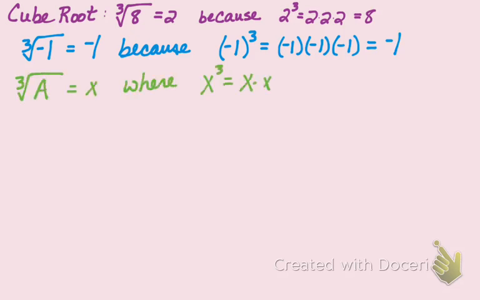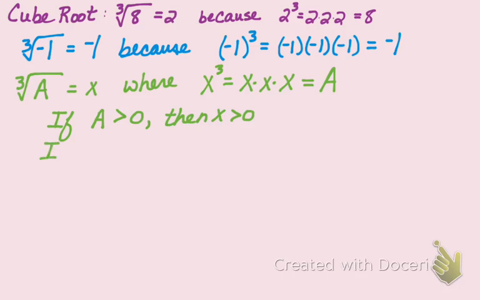So the formal definition, the cube root of a equals the number x, or equals the expression x, where x times x times x, multiplying by itself 3 times, gives us a. One thing to note is that if a is positive, then its cube root is positive. If a is negative, then its cube root is also negative.